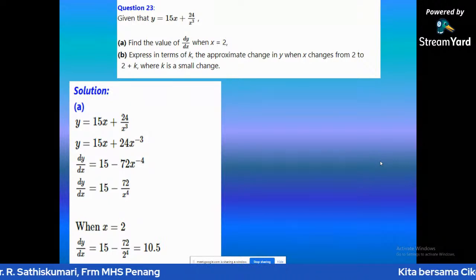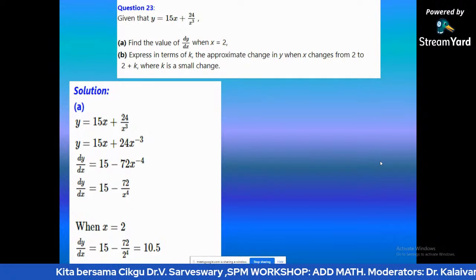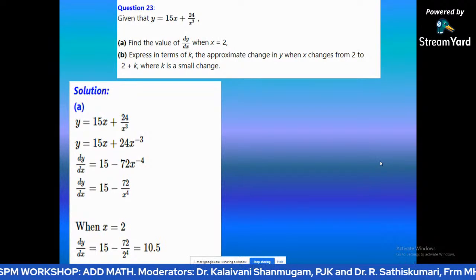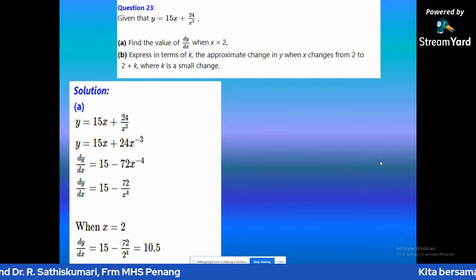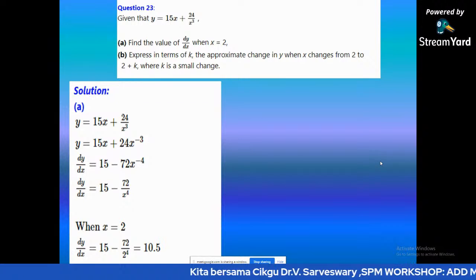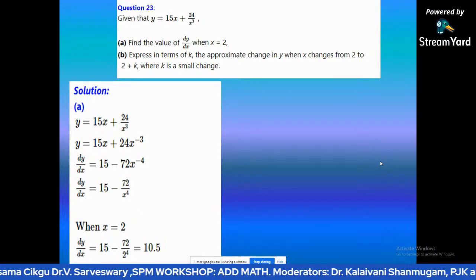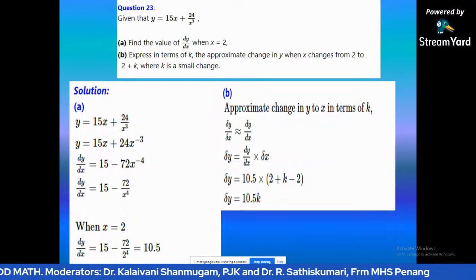Okay, question B, express in terms of k the approximate change in y when x changes from 2 to 2 plus k, when k is a small change. Don't get scared or panic with this question. Okay, as teacher mentioned, write down what is given, and what you want. So the approximate change in y when x changes, so you want delta y, so you write delta y, put a question mark, that is what you want. Okay, x changes from 2 to 2 plus k. So given delta x is 2 plus k minus 2, which equals k. Okay, so that's it. Now you can just write down, you want delta y, given delta x.